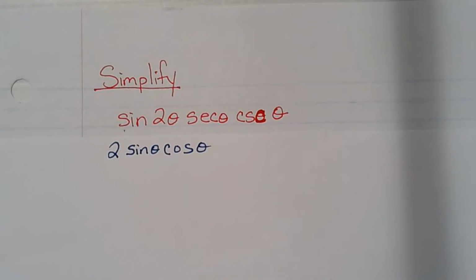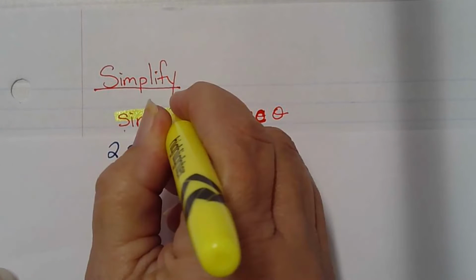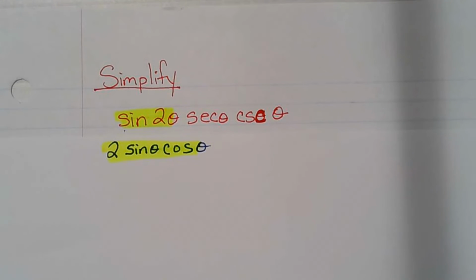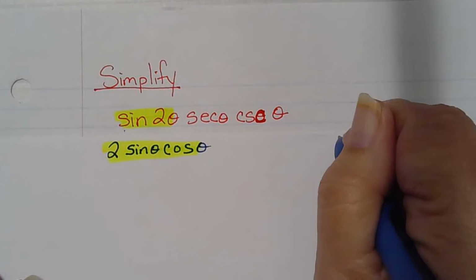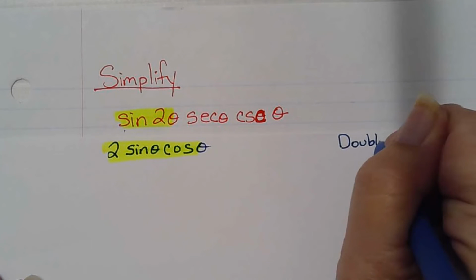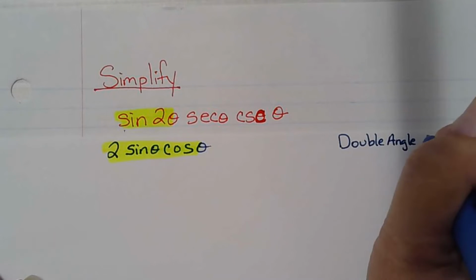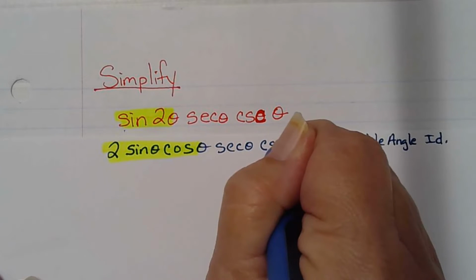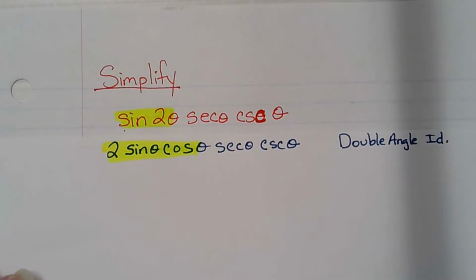So we're making a substitution for that double angle into this expression. So this is our double angle identity. And I'm just going to bring everything else down. So at this point, we've got sine, we've got cosine, and we've got secant and cosecant, and we're trying to simplify. So what else do you guys think we can change?